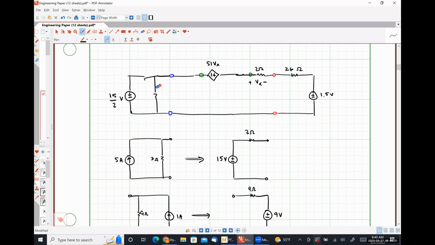In series with 7 over 2. I can then observe that my 7 over 2 ohm resistor is in series with my 26 ohm resistor. So I can add them together, giving me 29.5.